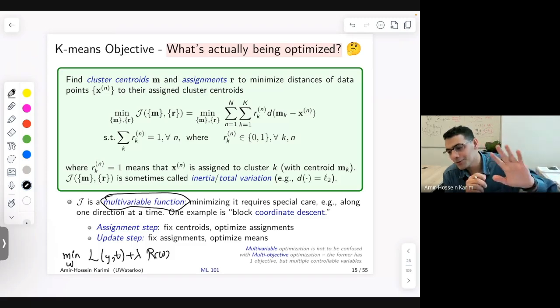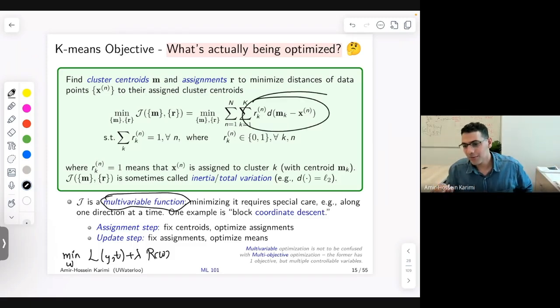But this is not, there's only one objective we're trying to minimize, and that objective is the sum of the distances of every point to its assigned cluster centroid. So there's only one objective, but it's multivariable because it's over different variables. And so these variables are also dependent on one another. If they were independent, that would be a different story. But because they're dependent on one another, then we have to go through an iterative process. Yes? Cool? Makes sense? Excellent.